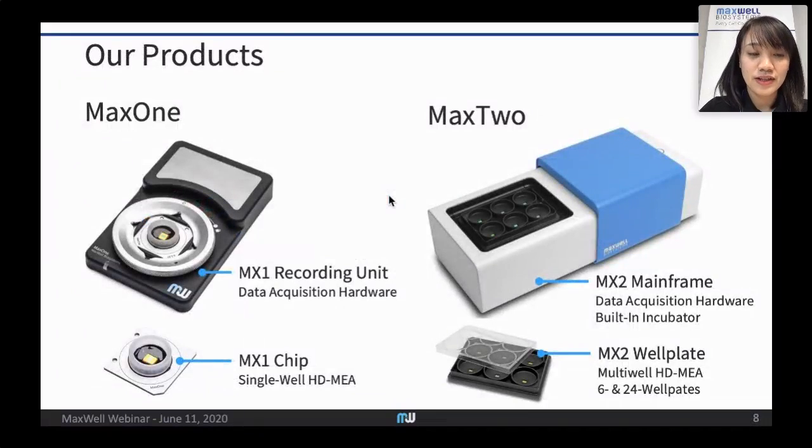So these are our products, Max 1 and Max 2. Max 1 is our single well high density microelectrode array platform.